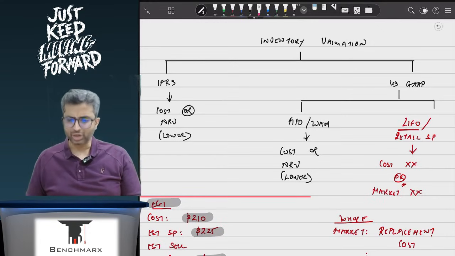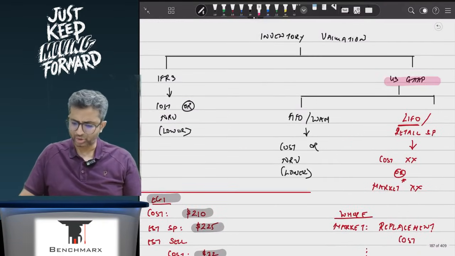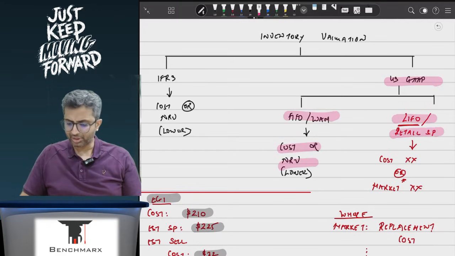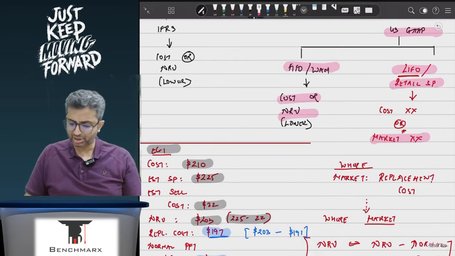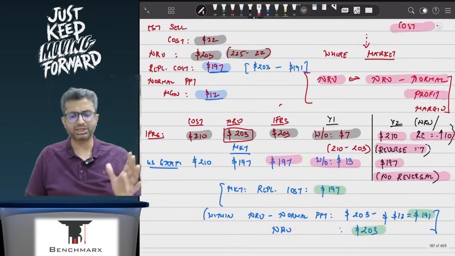Now, we have even given a summary: inventory valuation under US GAAP, FIFO and weighted average is cost or NRV. For LIFO and retail price, it is cost or market. Market over here is replacement cost, where it is between NRV and NRV minus normal profit margin. So that is a summary that we have.